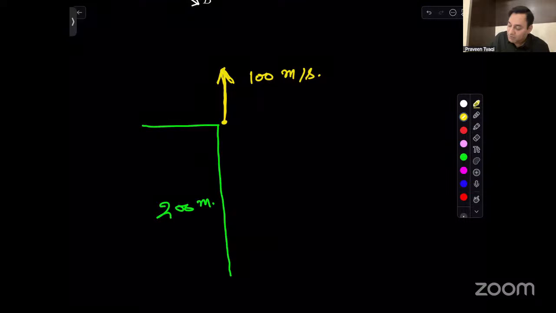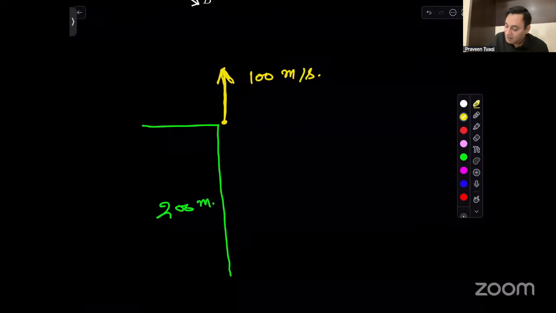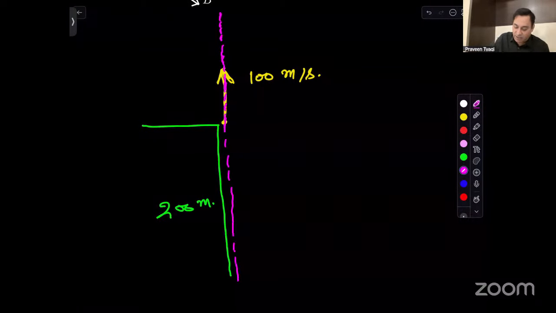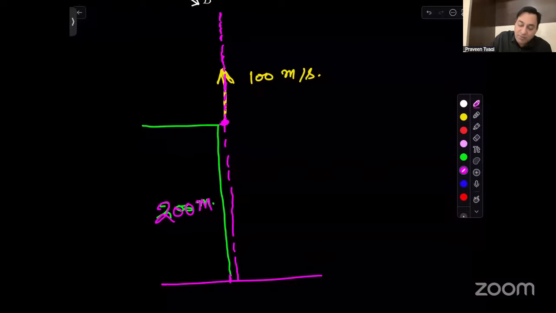This stone will go up and it will keep going up. It will reach a maximum height. Then it will start falling down, and it will reach the ground. And the ground is here now, because I am standing on top of a building which is 200 meters high already. So this stone started here, went to a maximum height, and then fell to the ground here. This time, if any one of you gives me the right answer, what is the total time of flight of this stone? Total time for which the stone was in air before hitting the ground.